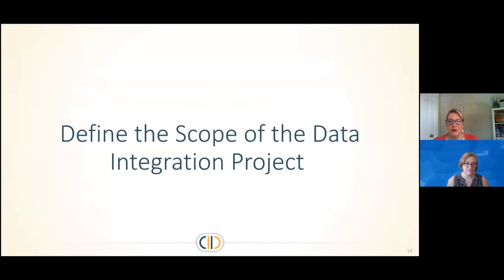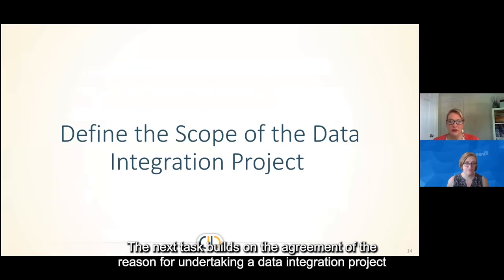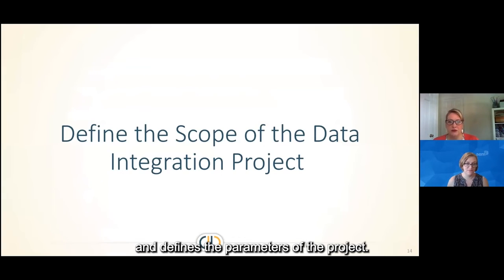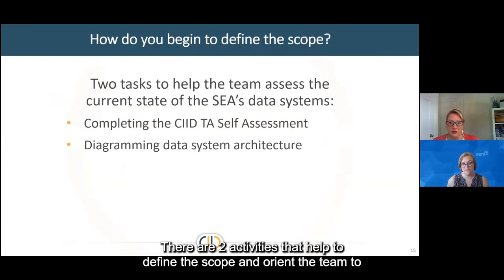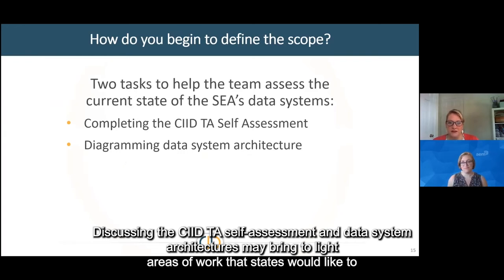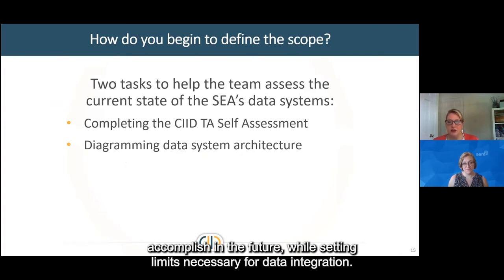The next task builds on the agreement of the reason for undertaking a data integration project and defines the parameters of the project. There are 2 activities that help to define the scope and orient the team to the current state of the SEA data system. Discussing the SID-TA self-assessment and data system architectures may bring to light areas of work that states would like to accomplish in the future while setting limits necessary for data integration.